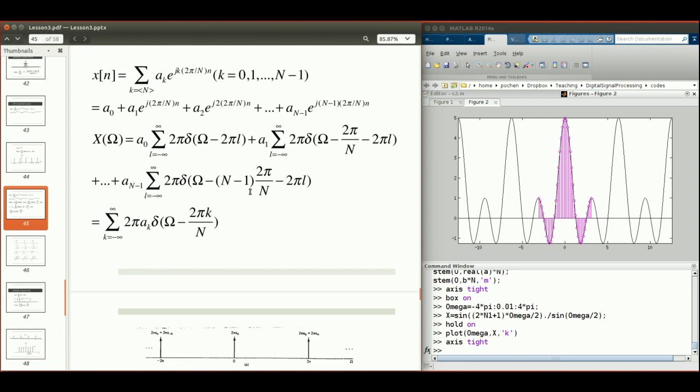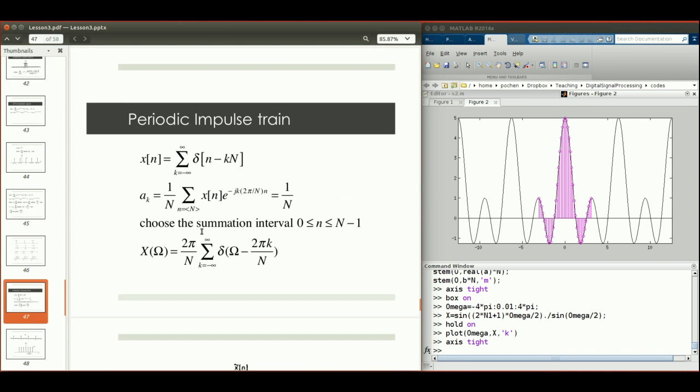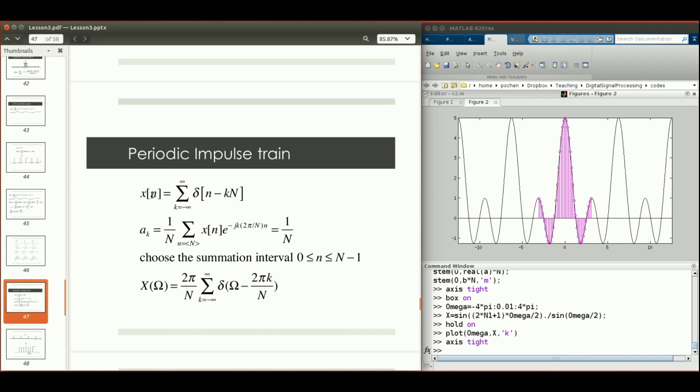We can just use this particular equation. To use this equation, we need a_k, right? a_k is the Fourier series coefficients, so it's a DFS, and the DFS for this particular periodic signal can be evaluated quite easily. Here we are just using the DFS analysis equation: 1 over big N times the summation over n of x[n] e^(-jk 2π/N n).